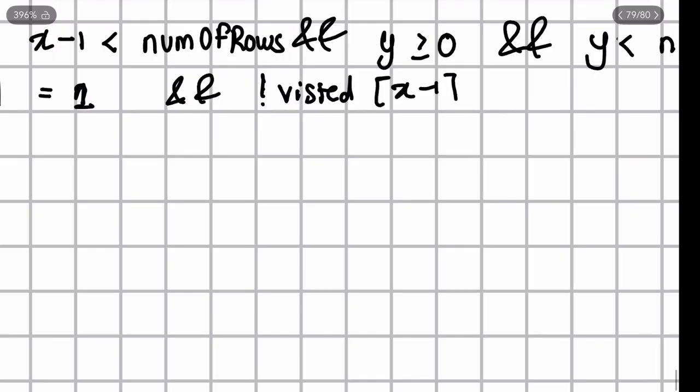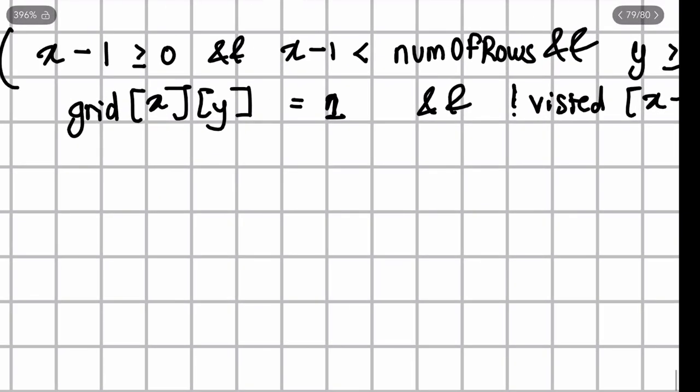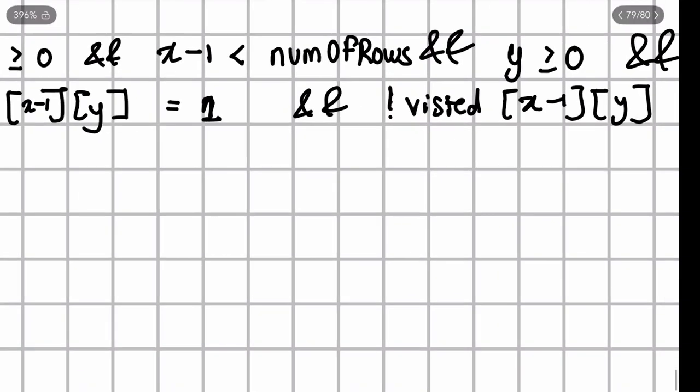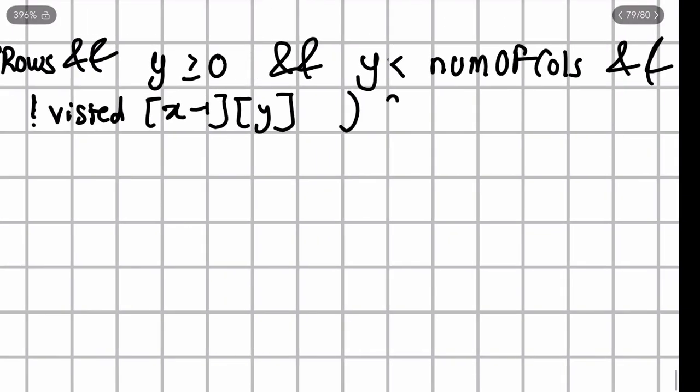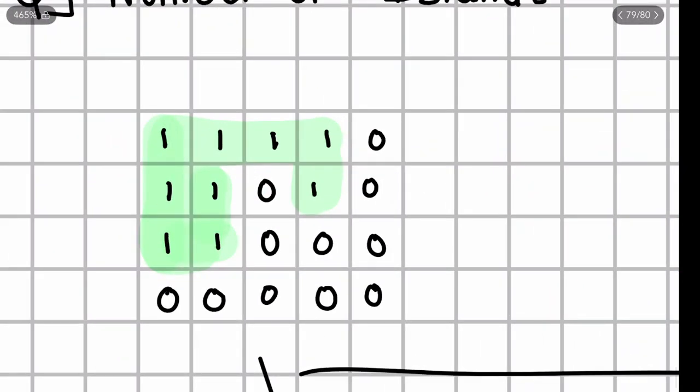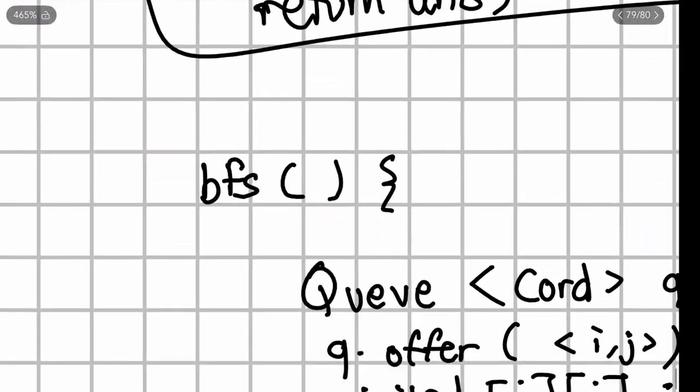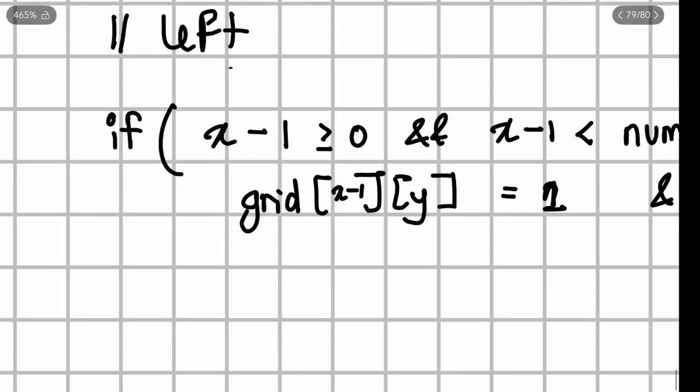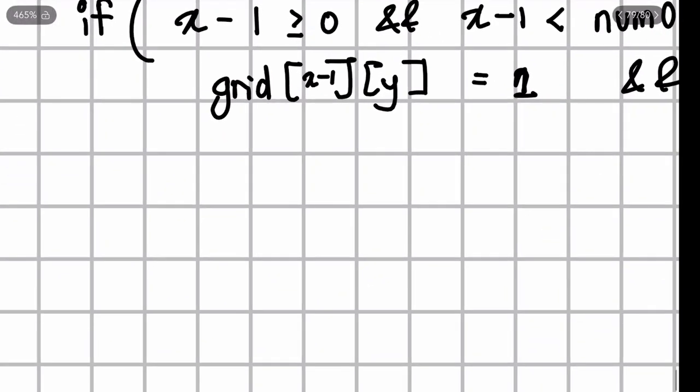x minus 1 comma y. Okay, I made a mistake, this should be x minus 1 because we are checking the left-hand side. If all of these conditions are truthy, then we go inside. Say x comma y is 0 comma 0, then x minus 1 is here, so this would be out of range. Next we check right, which is in range. For right the condition would be x plus 1. I'm just writing for left.